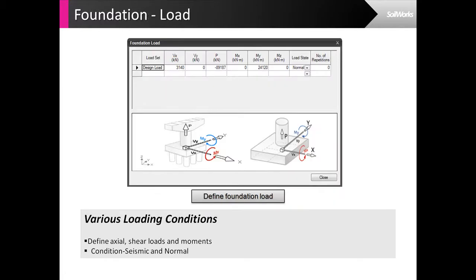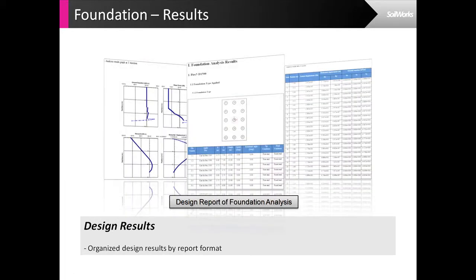These are the types of loads that can be applied in the foundation module. We have axial, shear, and moment loads that can be easily assigned to each pile, and then we can see the different behaviors of it. This is a design report generated by the software. I'm gonna show you later on in the presentation an example of how detailed the software is, or how detailed the reports are.